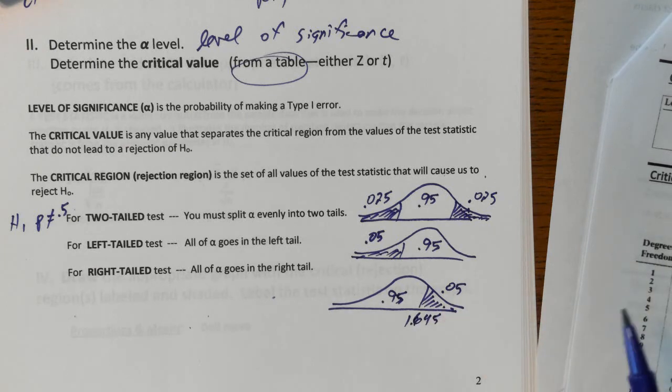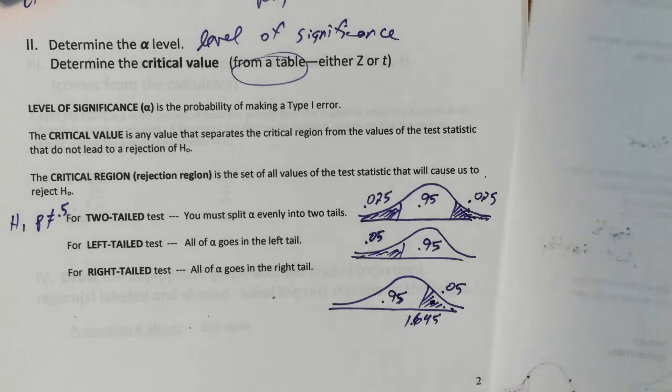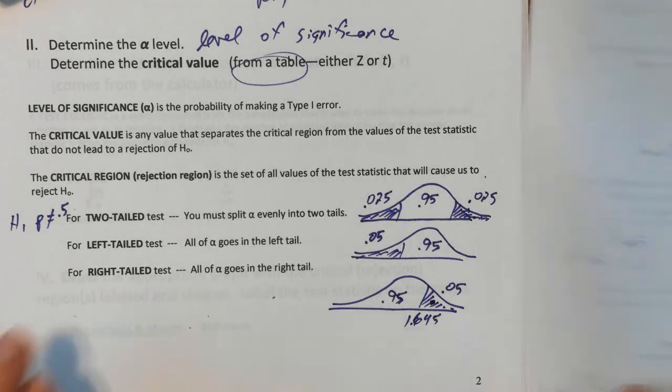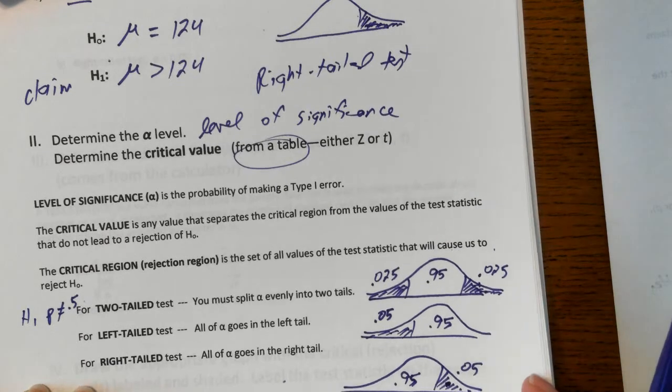And then the test statistic that I get from my calculator in a minute, what I'm trying to do is see if that test statistic falls in this rejection region or not. If my test statistic from my calculator is in the rejection region, then I will reject the null hypothesis. If my test statistic is not in the rejection region, it's down here with this other 95%, then I will not reject my null hypothesis. We'll look at examples in a minute. I know that that language is kind of strange.